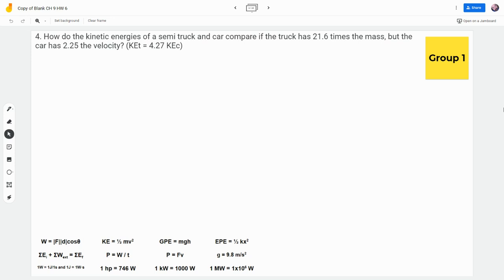This is Chapter 9, Homework 6, Problem 4. How do the kinetic energies of a semi-truck and car compare if the truck has 21.6 times the mass, but the car has 2.25 times the velocity? So, grab the red pen. What are we looking for?